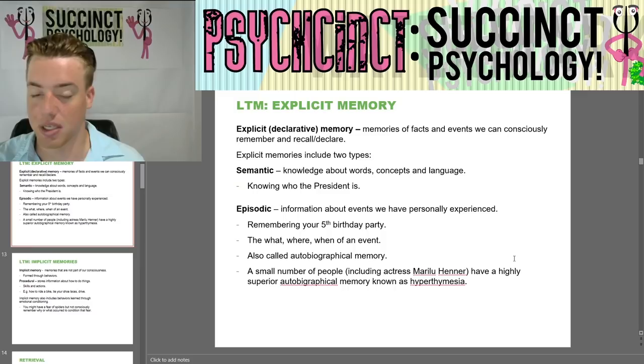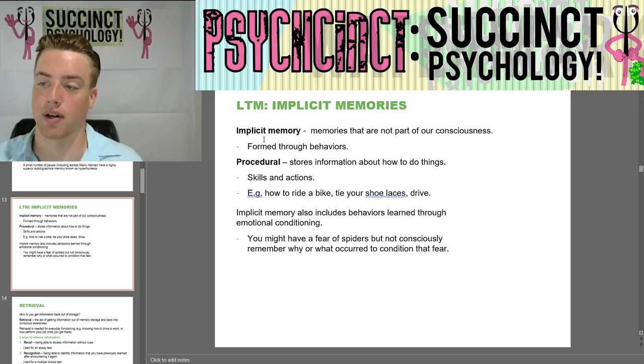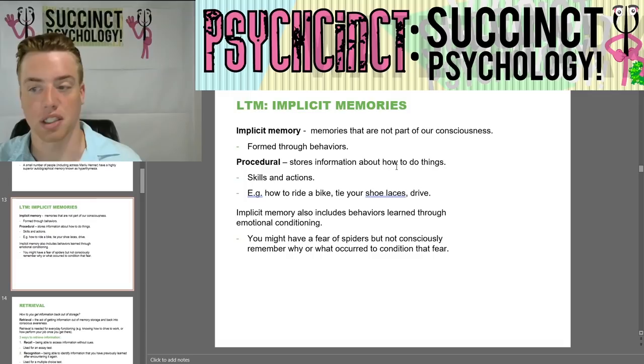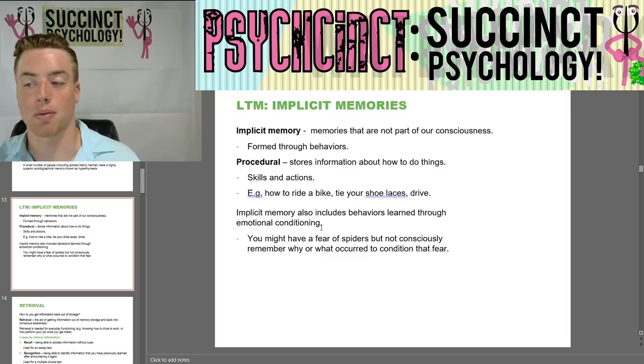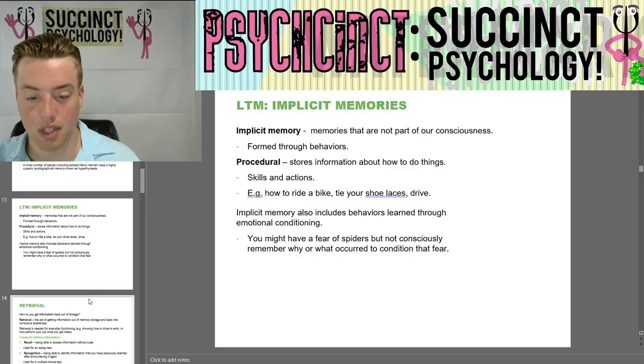So next, we have implicit memories. So implicit memory is a memory or memories that are not part of our consciousness, and they are formed through behaviors. And then procedural stores information about how to do things. So skills and actions. So for example, how to ride a bike, tie your shoelaces, drive. Now, implicit memory also includes behaviors learned through emotional conditioning. So you might have a fear of spiders, but not consciously remember why or what occurred to condition that fear. And I know a lot of people are really scared of spiders.